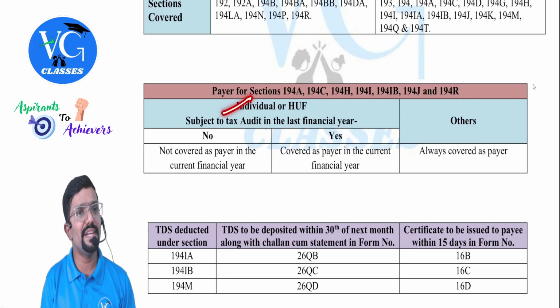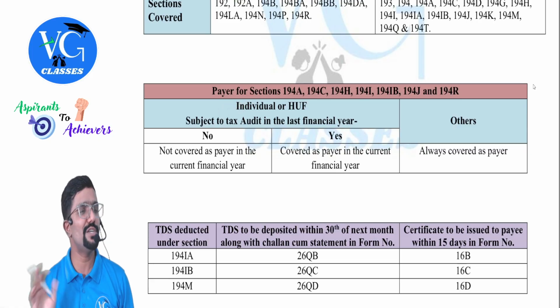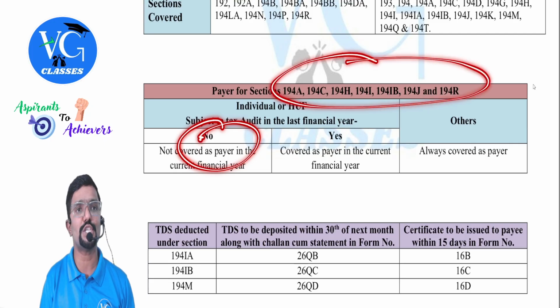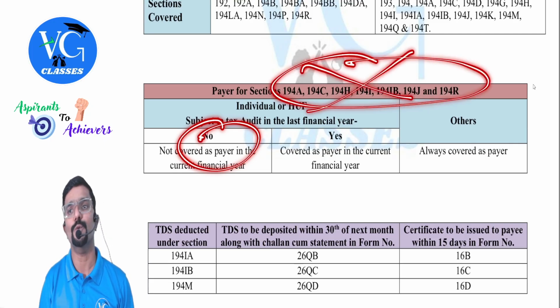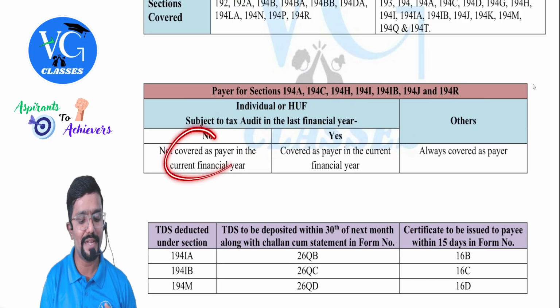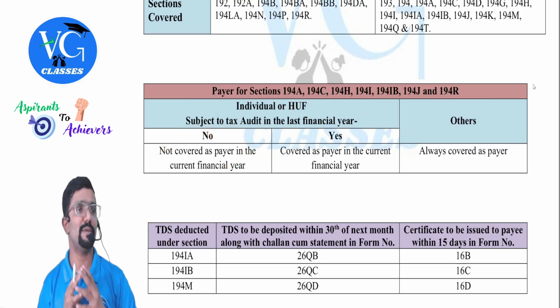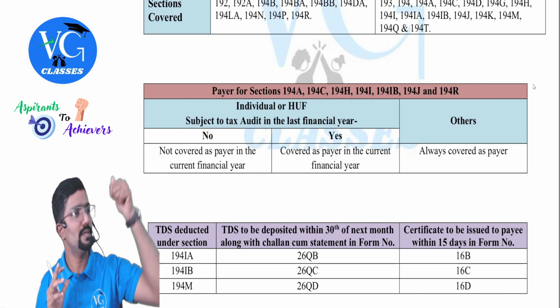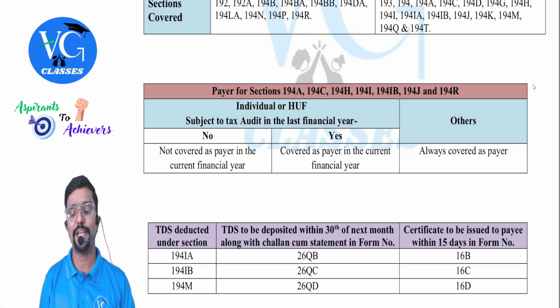Sir, what if the payer is an individual or HUF who was not subject to tax audit last year, but is still making payments covered under this section? Should they deduct TDS? No, they need not deduct TDS. Why, sir? Simple, they are not covered as payer for TDS purposes. Got it? Yes. Just make a note of it, guys.